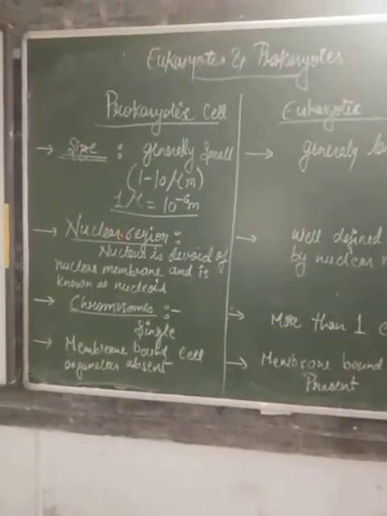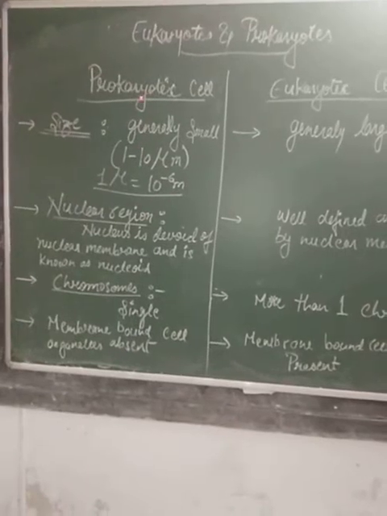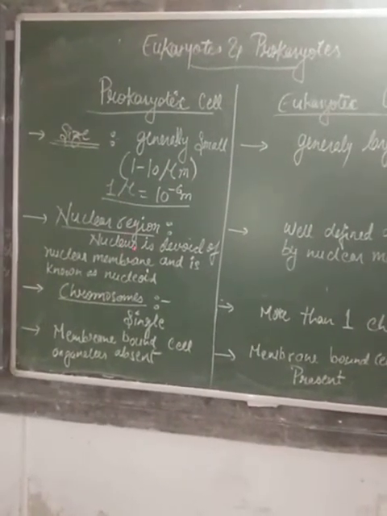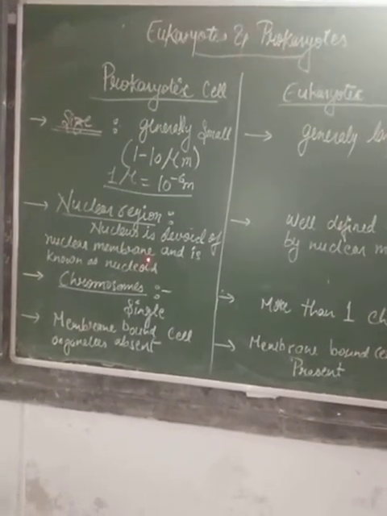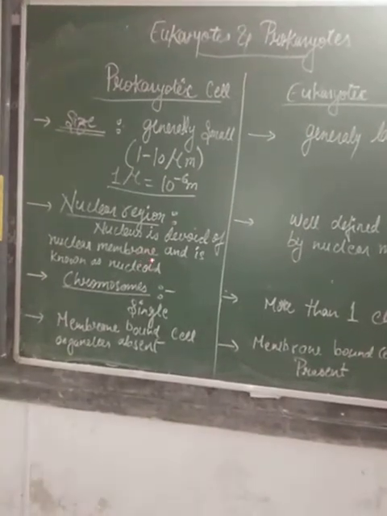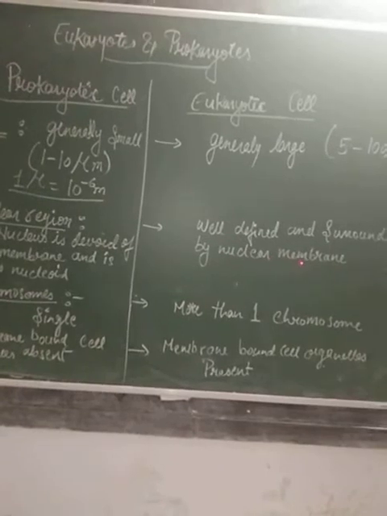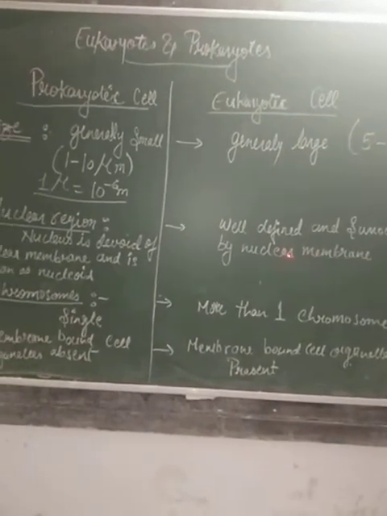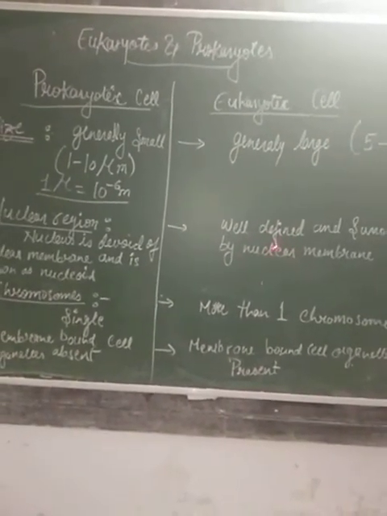Next, the nuclear region. I hope you remember about the nuclear region. In the prokaryotic cell, the nucleus is devoid of nuclear membrane and is termed as nucleoid. In the eukaryotic cell, the nucleus is well defined and surrounded by a nuclear membrane. It has a proper nuclear membrane and proper nucleus within which the genetic material is present.